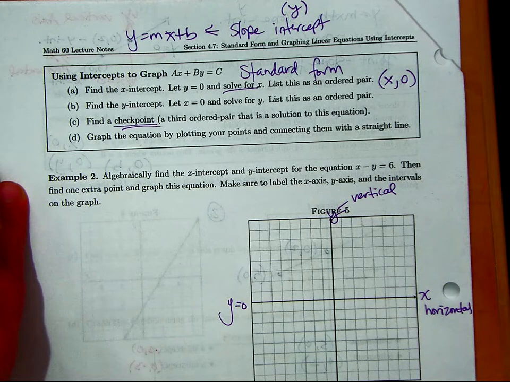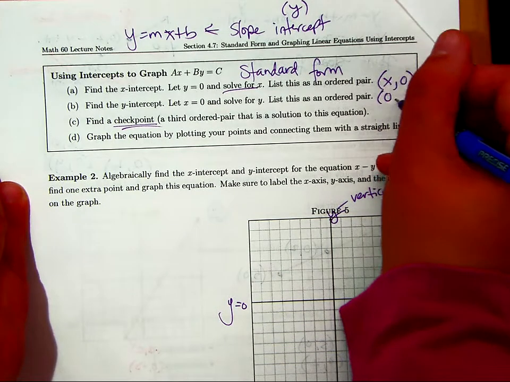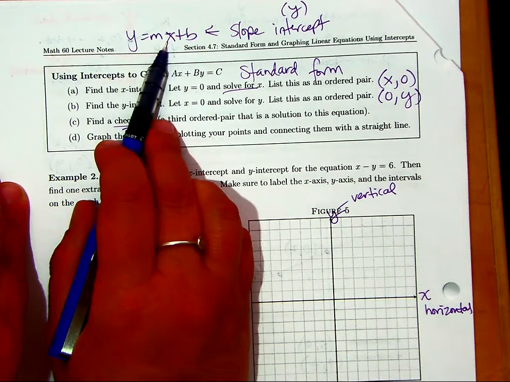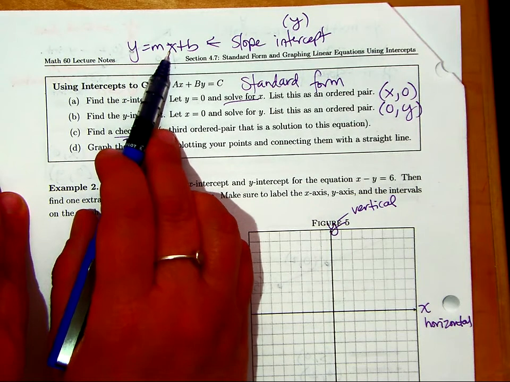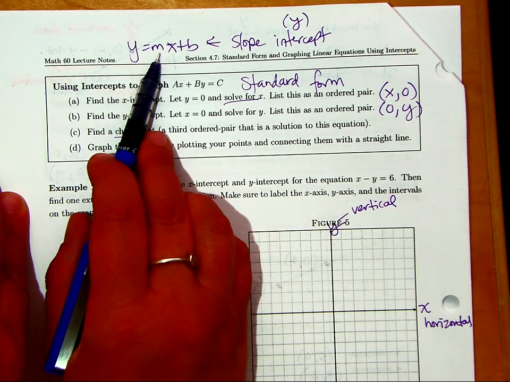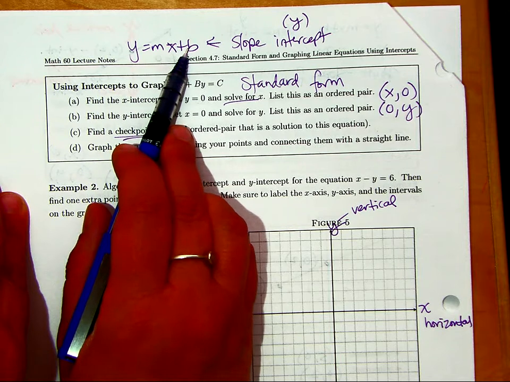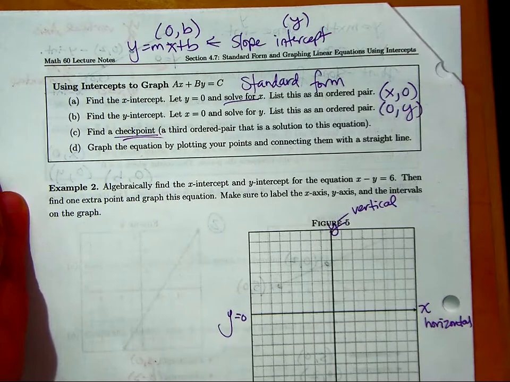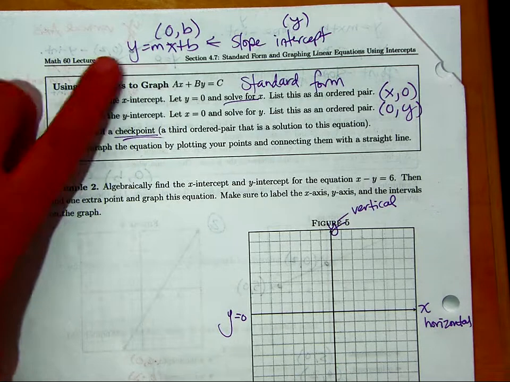And then you'll find the y-intercept. To do that, you're going to let x be 0, and you're going to solve for y, and then you're going to list the ordered pair. So it will look like this, (0, y), which is the reason why here in the slope-intercept form, when x is 0, 0 times m gives you 0 plus b is b. So that's why this (0, b) is the y-intercept in that form.